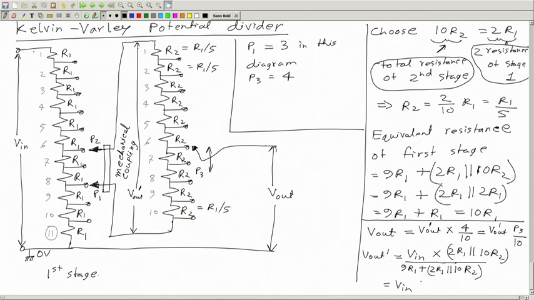So then this comes out to be V in, and this is now 2 R1, same as, again see this calculation, same as 10 R2. So this will come out to be R1 only, V in times R1 whole divided by, this is again R1 plus 9 R1, 10 R1. So this is 1 over 10, V in by 10. So V out prime is V in by 10.